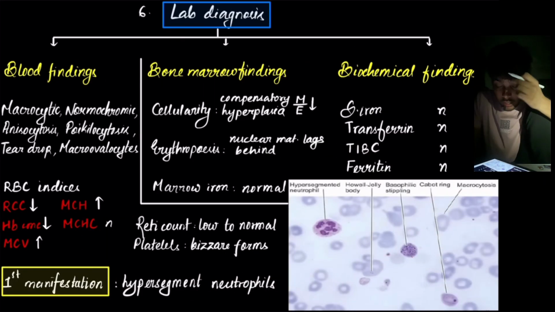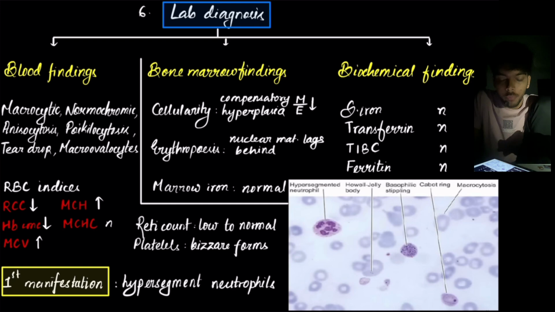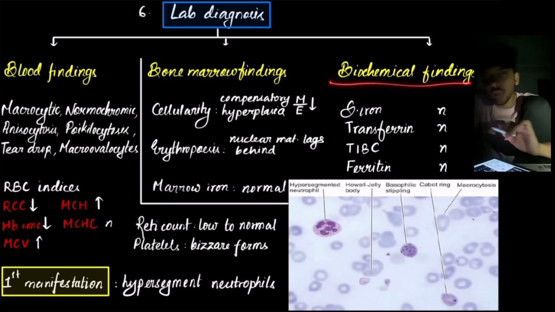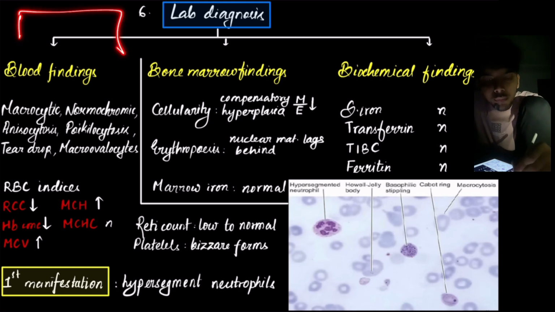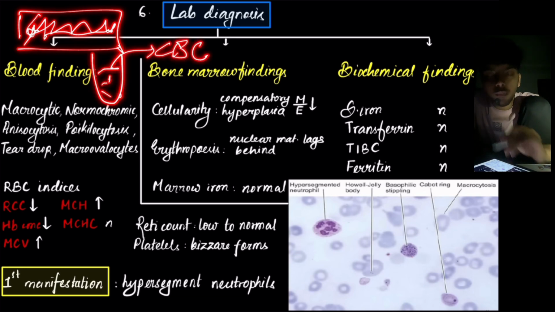Okay. Then lab diagnosis. Same procedure to be followed. You look at 3 different findings: the blood findings, bone marrow findings, and biochemical findings. In blood findings, you take blood, you make a smear of the blood on the slide, and then observe it under the microscope. You take the sample of the blood and also carry out CBC, or complete blood count.